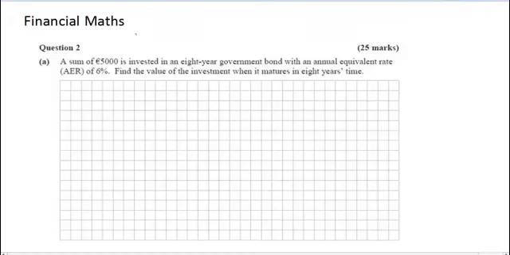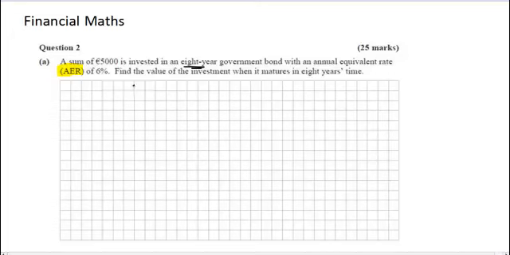So here are some of the project maths, financial maths questions. First we see here someone's money is invested in an 8-year government bond with an annual equivalent rate of 6%. Annual equivalent rate, that's like compound interest of 6%. So it's an 8-year government bond. What will it be worth when it gets to those 8 years?